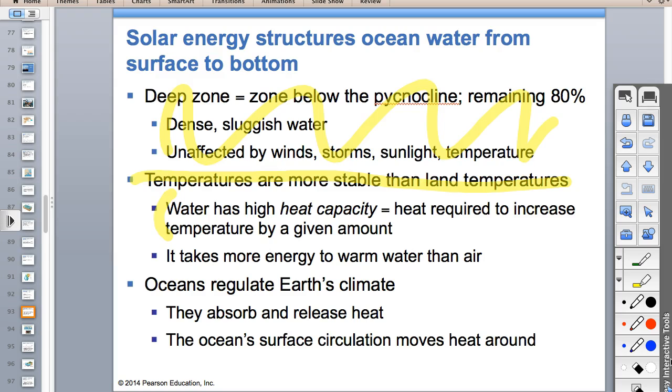That's true. So anyway, oceans are going to help regulate the climate. They're going to absorb and release heat, and the surface is going to move that heat around. We can see that when we go to the beach and it's nice and warm. Or has anybody ever been to the beach in California? It looks beautiful. You're like, I'm going to go swimming. Oh, no, you're not.